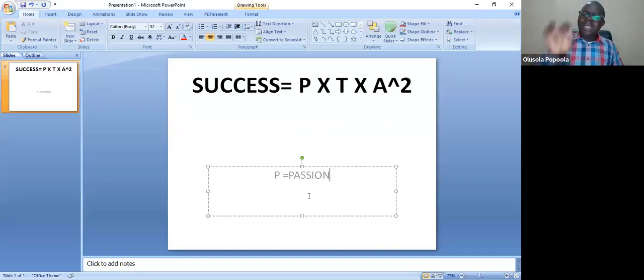Part of what you're going to look out for, as you look for that thing of value you want to bring into the market, is to ask yourself, am I passionate about this? What if I start this and I don't get paid? Will I continue doing it? If I start this business and nobody is patronizing me at the beginning, will I continue doing it? How passionate are you?